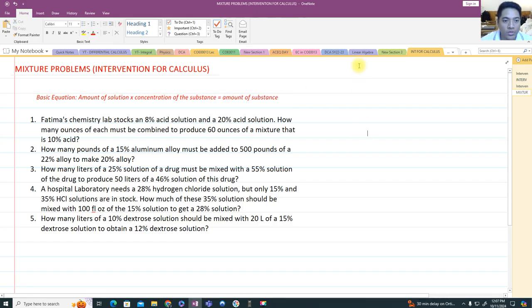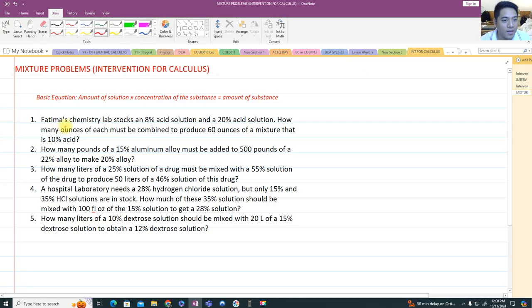We will also have a simple drawing so that we can easily identify what is being asked in the mixture problem. This is part of the linear equation in one variable application. So let's get started. For example, we have Fatima. Fatima's chemistry lab stocks an 8% acid solution and a 20% acid solution.